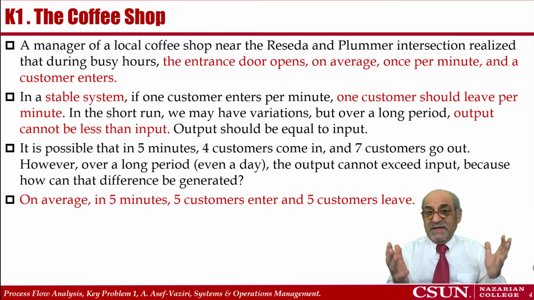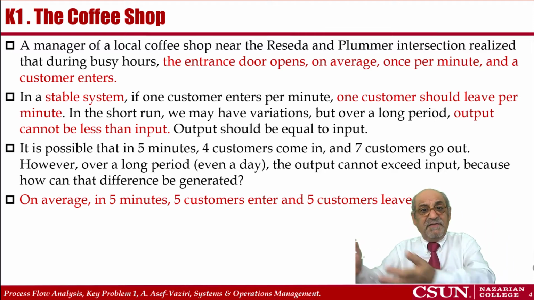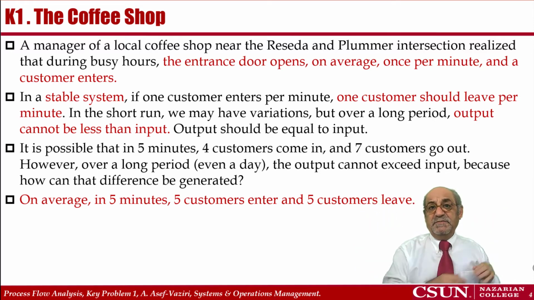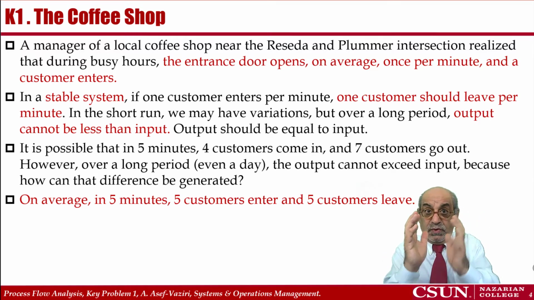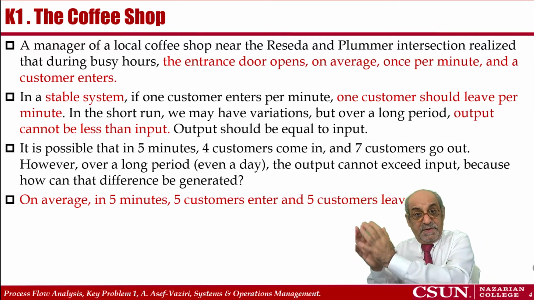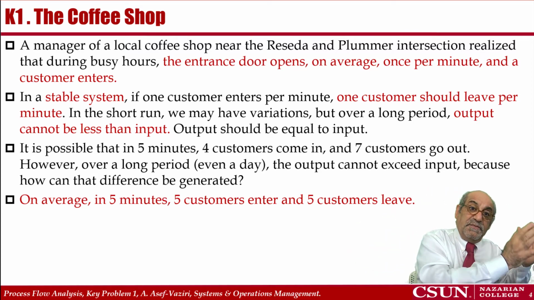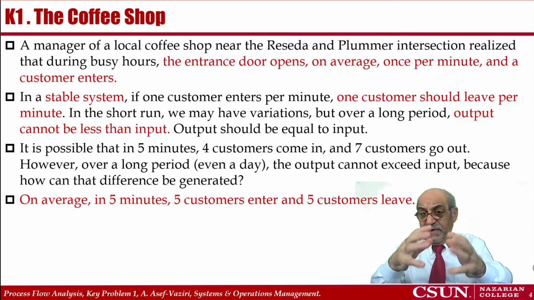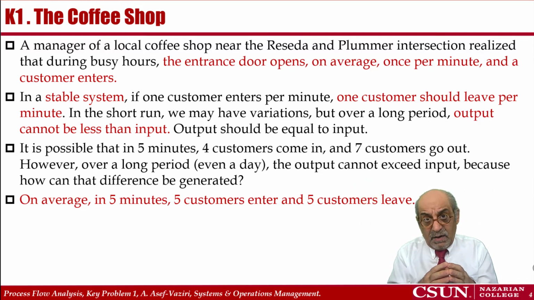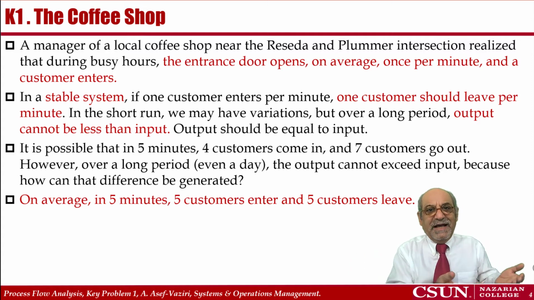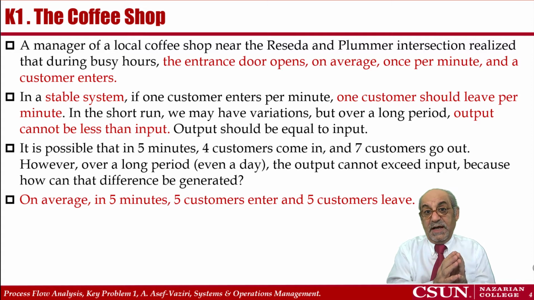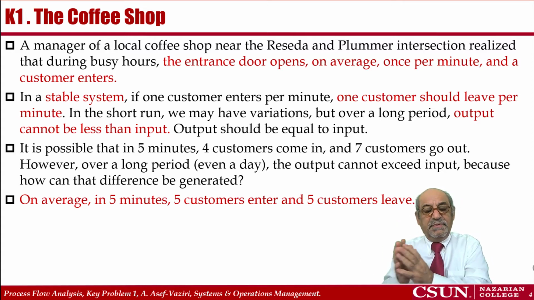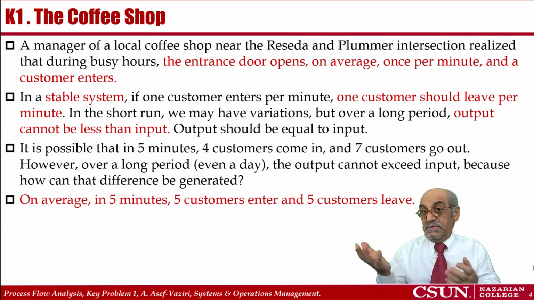Therefore, for example, every 5 minutes, 5 customers come in and 5 customers go out. Or at least the total number of people who come in per day is equal to the total number of people who go out. And therefore, when we divide it by the number of hours and the number of minutes, on average, what comes in per minute is equal to what goes out per minute. What comes in per hour is equal to what goes out per hour.